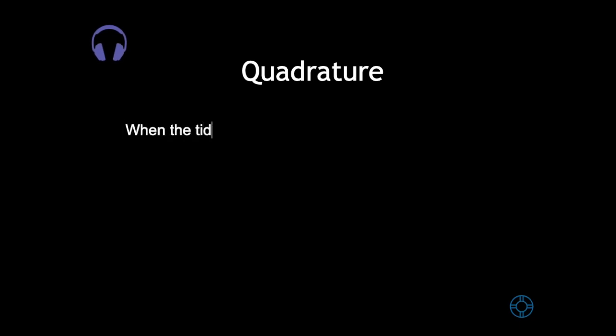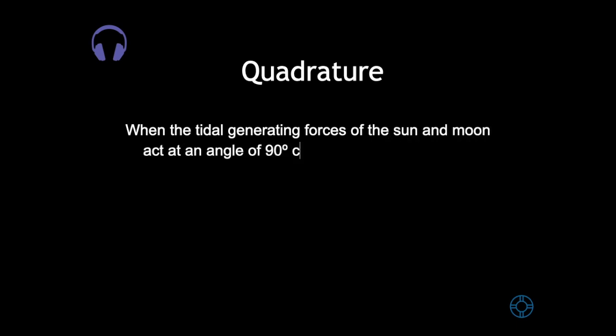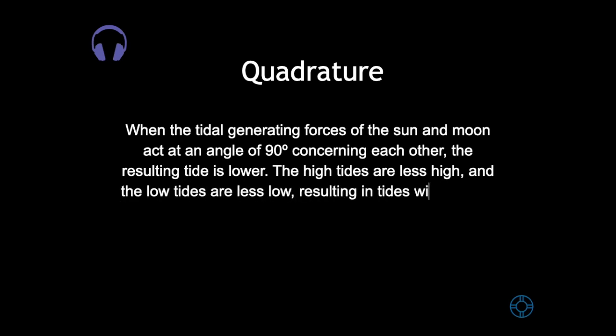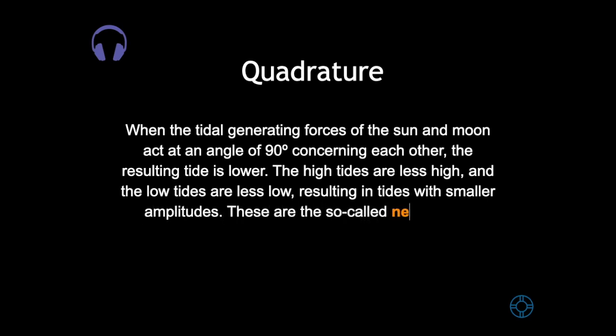Quadrature is when the tidal generating forces of sun and moon act at an angle of 90 degrees with respect to each other. The resulting tide is lower. The high tides are less high and the low tides are less low, resulting in tides with smaller amplitudes. These are the so-called neap tides.